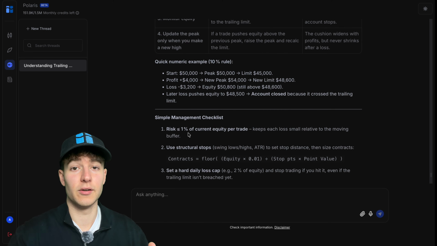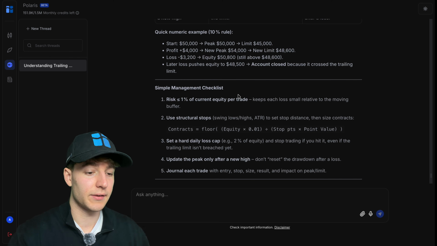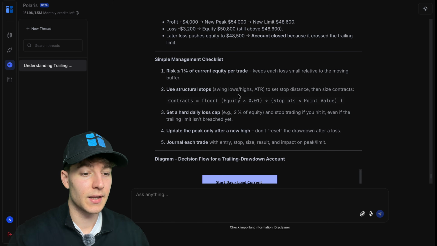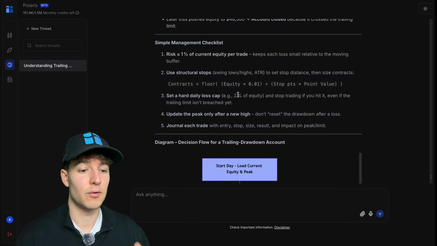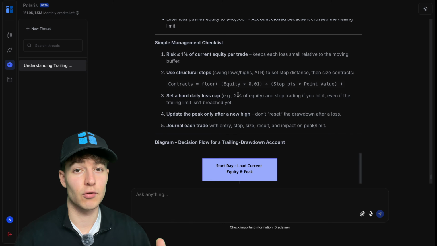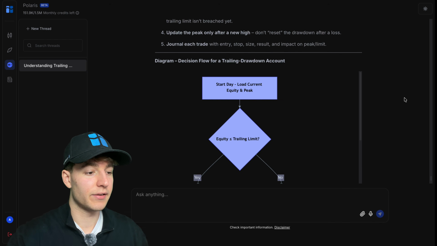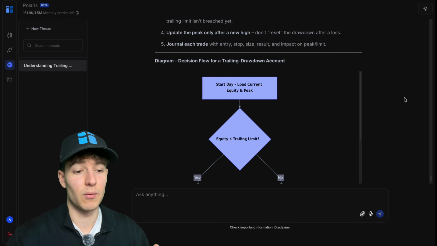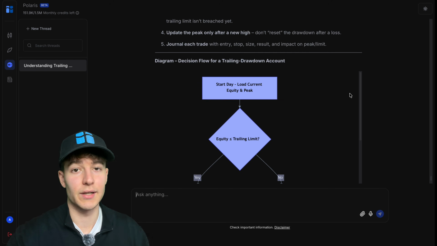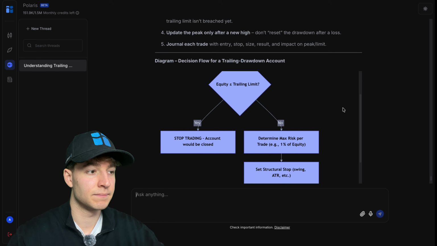Then it's given us a quick numerical example, which you can read, using a typical sized 50k prop firm account. And below this, it's given us some simple management checklists around how we can avoid breaching that trailing drawdown. Then below this, just to really show us exactly what we need to know, it's given us a decision flow diagram for a trailing drawdown account, which you can see here.